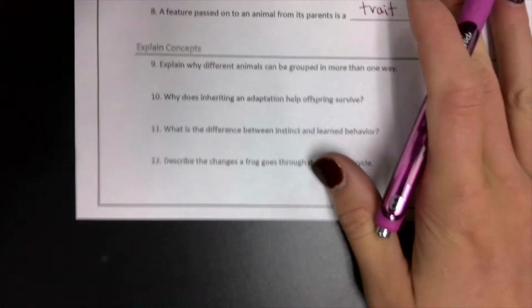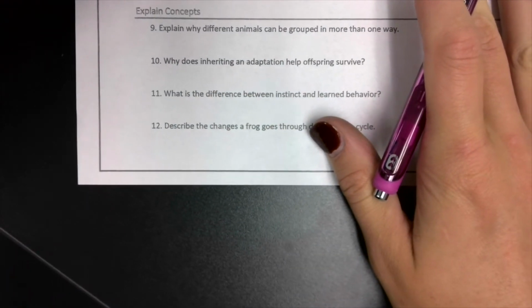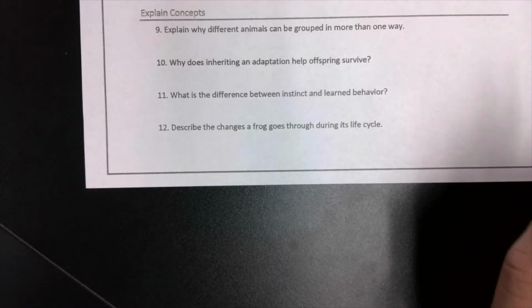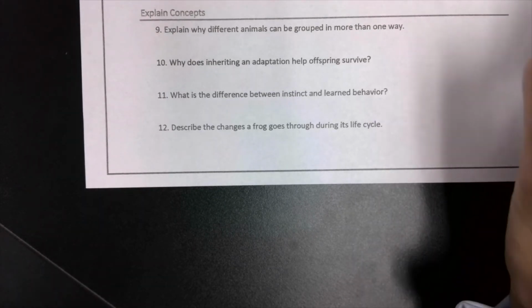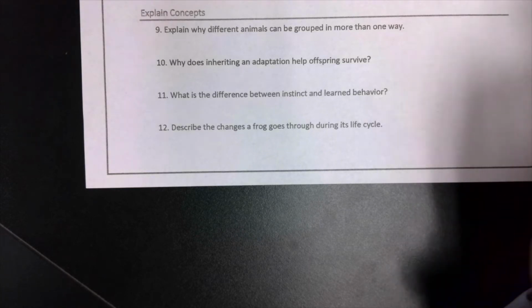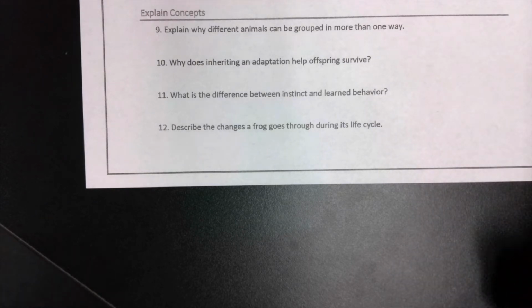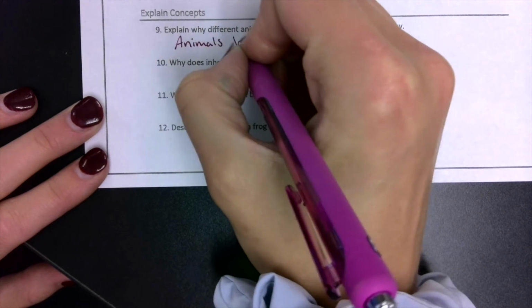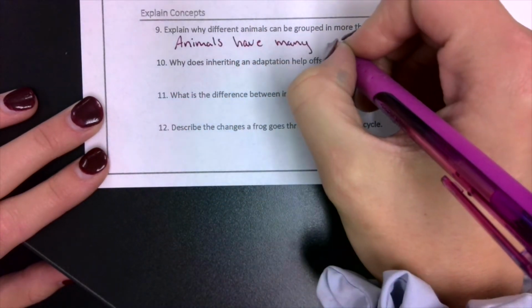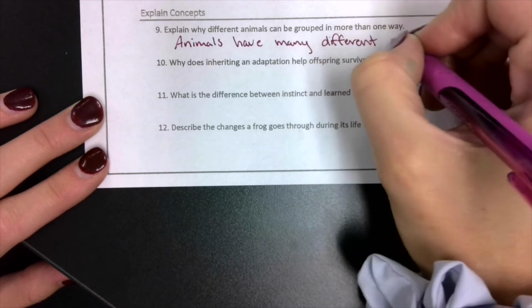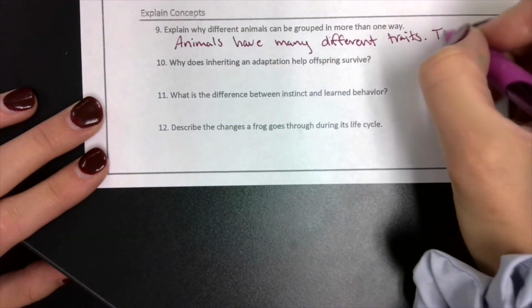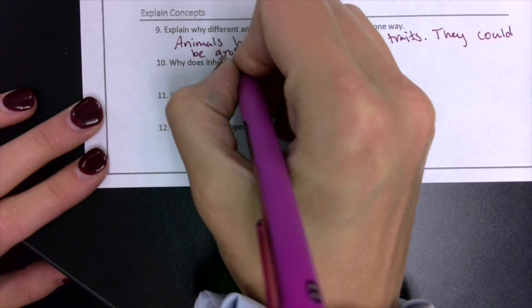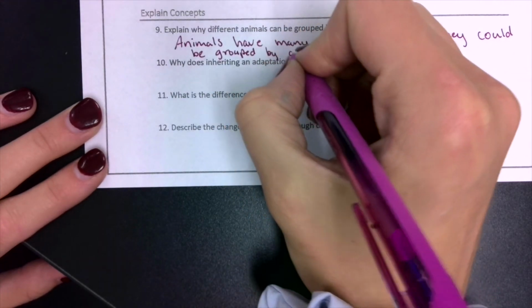Moving on to number 9. Explain why different animals can be grouped in more than one way. An animal could be grouped by the type of fur it has, and it could be grouped by the behaviors that it has. Well, animals have many different traits. They could be grouped by different traits.